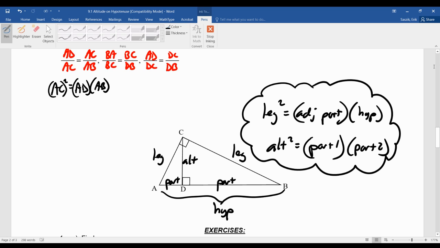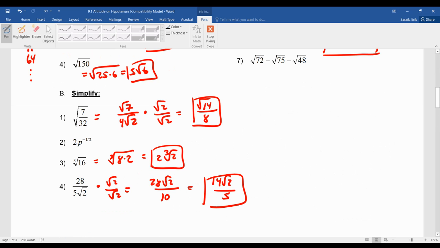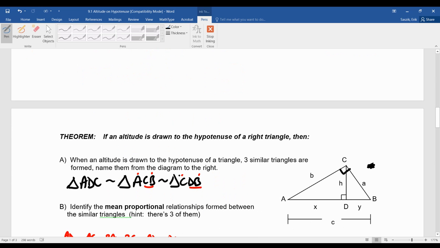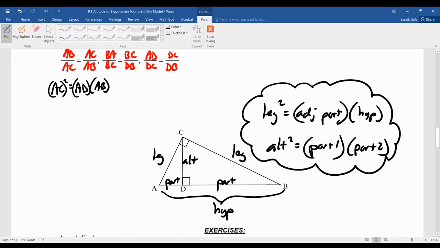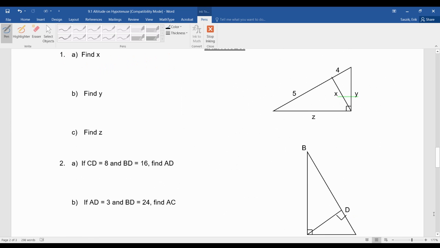Instead of spending the time up here matching up these triangles, and figuring out the relationships, this is just so much quicker. Leg squared equals adjacent part times the whole. Altitude squared equals part 1 times part 2. It can really make life a little bit easier. So here, I'm going to do a couple quick ones just to show you how to use it.